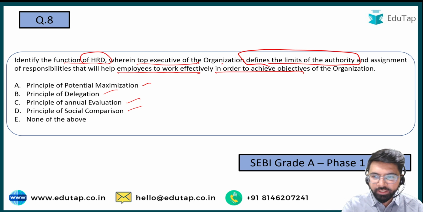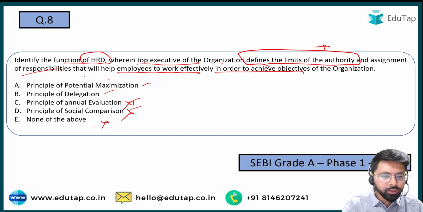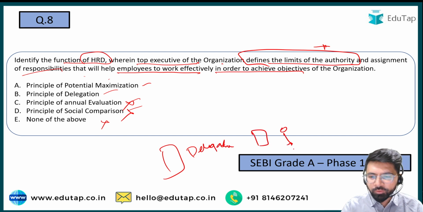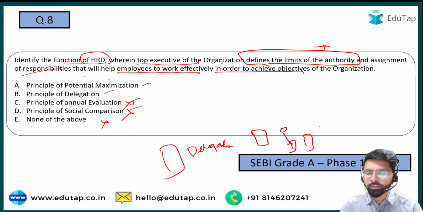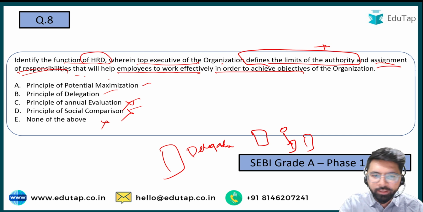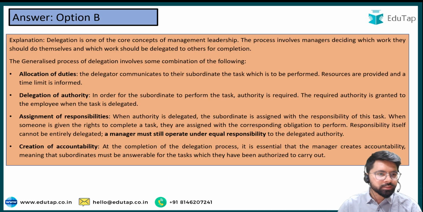If you look at the options carefully, it says that the top executive of the organization defines the limits of the authority. This is the keyword. And assignment of responsibility that will help employees to work effectively. So these two are not related to the other options. If you are aware of the term delegation, you are assigning work to a subordinate, a manager or a higher authority assigning the role to the subordinate and defining the limits, that you have to do this particular task with this authority. So assignment of responsibility will be the key in finding the answer, that is the principle of delegation. So friends, option B is the answer.